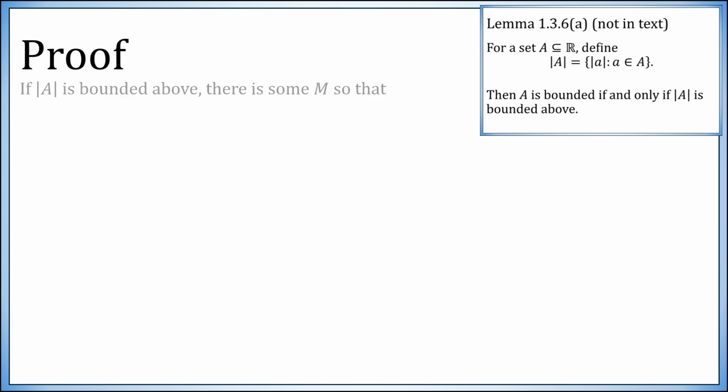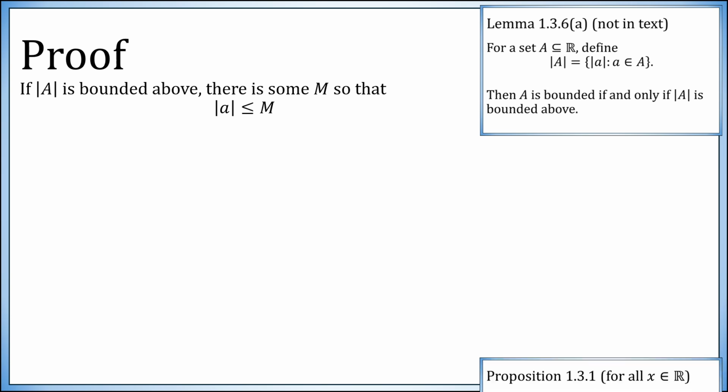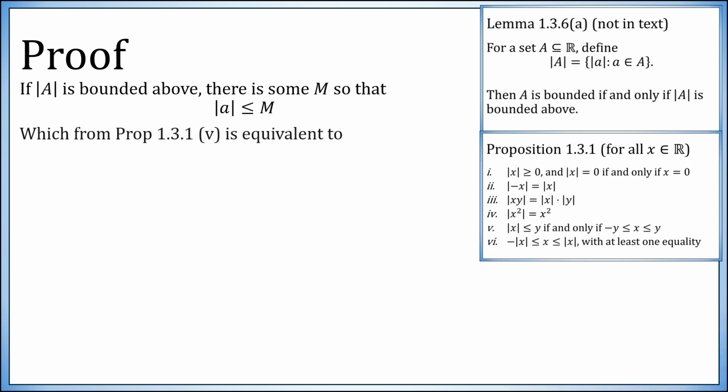So let's get to proving. First, let's assume that the set of absolute values is bounded above, meaning there's an upper bound, we'll call it capital M. The absolute value of A is less than or equal to capital M, and this holds for every element from the set capital A. Think back to Prop 1.3.1, item 5 in particular. If the absolute value of one number is less than or equal to another, you can place it in between plus or minus that, meaning A is in between plus or minus M.